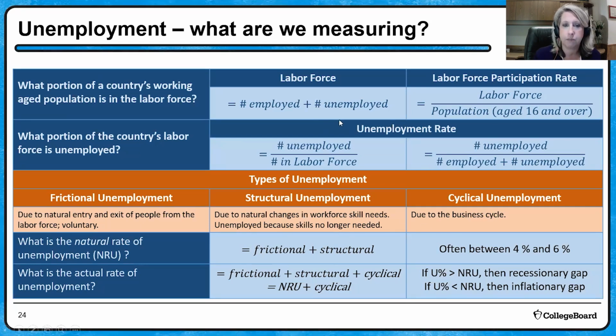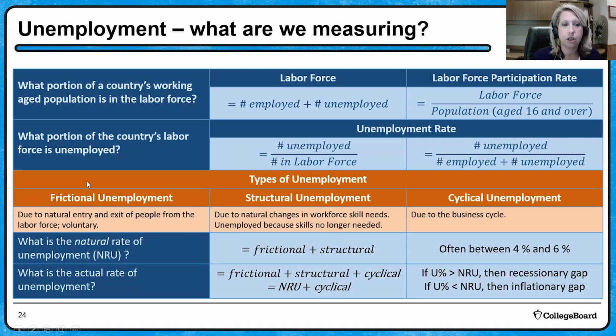The labor force is simply the number of employed plus unemployed. The labor force participation rate would be the labor force over the working age population. The unemployment rate is the number of unemployed over the number in the labor force, which is rewritten here, since the labor force is equal to employed plus unemployed.